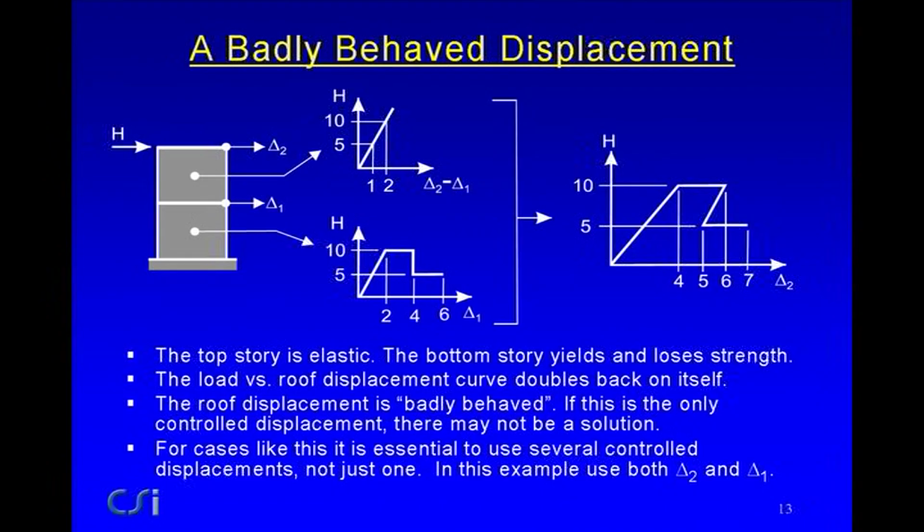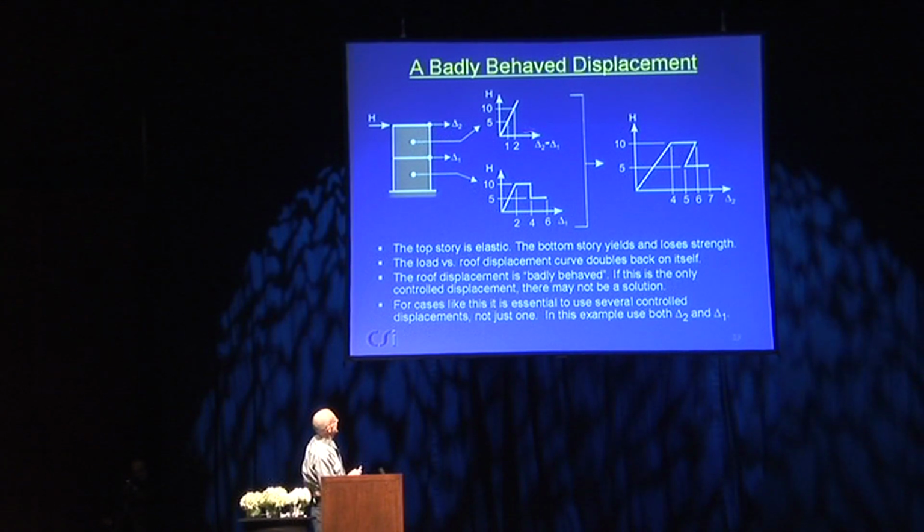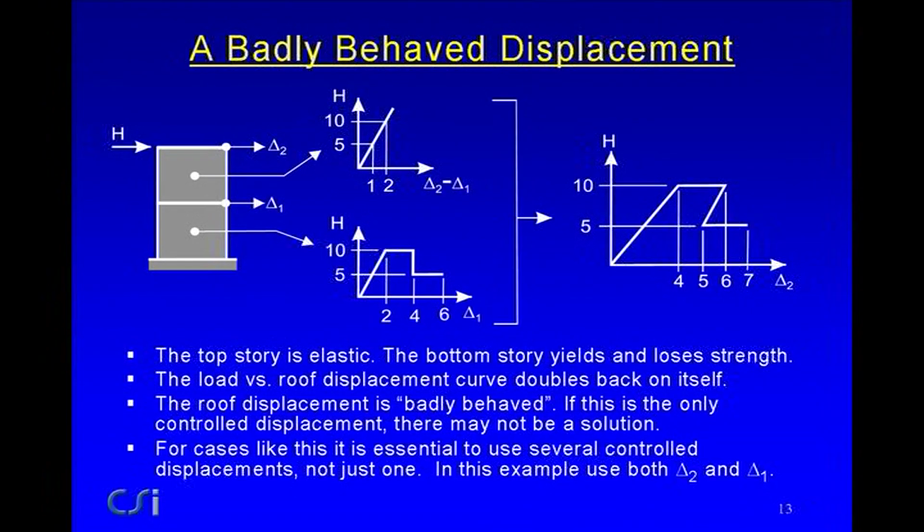Now, we'll spend a little time on this, but here's a two-story structure. We have a displacement at the first floor and a displacement at the second floor, at the roof. Let's suppose the upper story has behavior like this, which is linear. So loads of 5 and 10 for H, and a stiffness of 5, which gives you displacements of 1 and 2 for loads of 5 and 10. And this is then the displacement delta 2 minus delta 1, so the story-to-story drift versus the story shear.